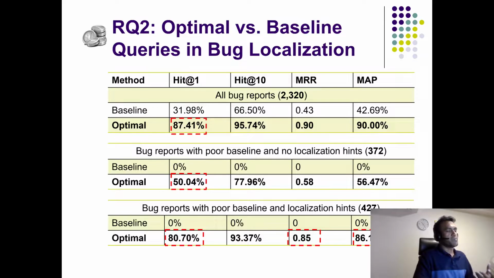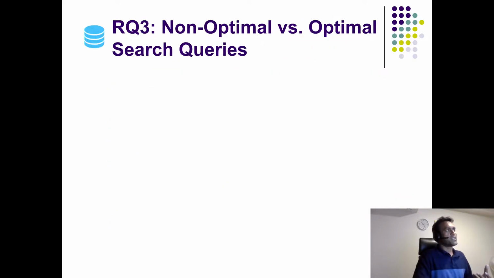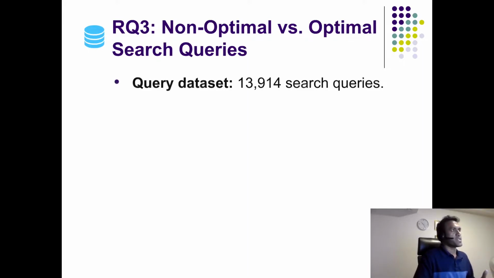So this is very interesting findings. And this leads to our third research question. In the third research question, we try to differentiate between optimal and non-optimal search queries. And this is the data set that we used.